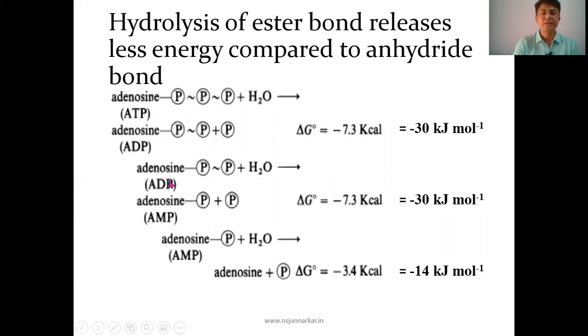When ADP is cleaved to adenosine monophosphate, the standard free energy change is also a greater one, where it is minus 7.3 kilocalories or minus 30 kilojoules per mole. However, when AMP is cleaved to adenosine and phosphate, the standard free energy change is less. It is about minus 3.4 kilocalories, or equal to minus 14 kilojoules per mole.